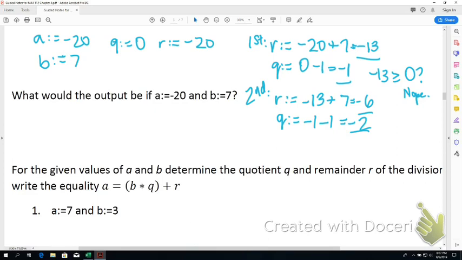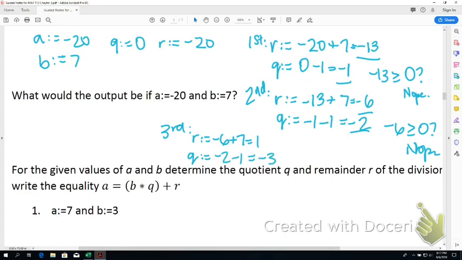I want to check: is negative 6, your R, greater than or equal to 0? Remember, this is the until step. I'm checking whether that is a true statement. Nope. So I'm going to go a third time through my loop. R would be assigned as negative 6 plus 7, and I get a 1. And then Q would be assigned as negative 2 minus 1, and I get a negative 3.